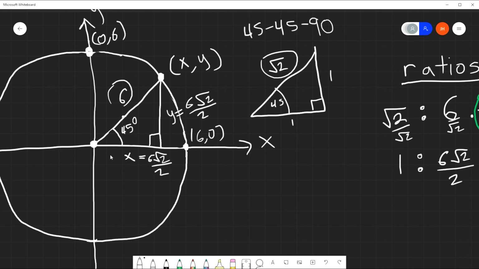So I have actually been able to apply my similar triangles with my 45, 45, 90 with this radius here at a 45-degree angle within the circle in order to determine the coordinates of this point right here. So I know that that point is at 6 root 2 over 2 comma 6 root 2 over 2 for y.